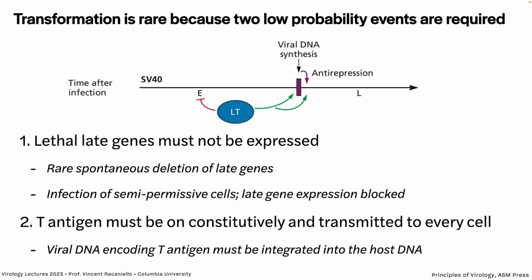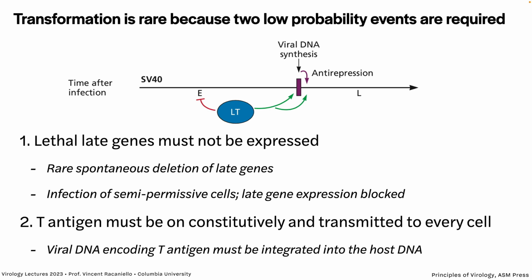So the last question is, transformation is rare because we have two low probability events that have to happen. First, the lethal late genes can't be expressed. Late genes encode the capsid proteins, and they would kill cells. So when a virus transforms a cell, there's typically been a rare deletion of the late genes. It's just spontaneous deletion that happens randomly, and that allows the cell not to be killed.